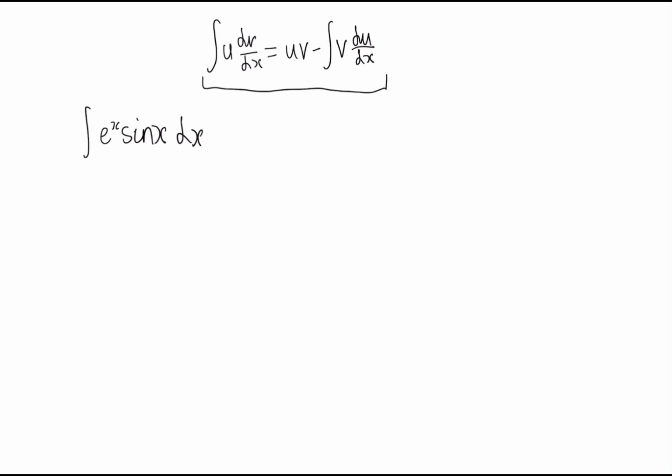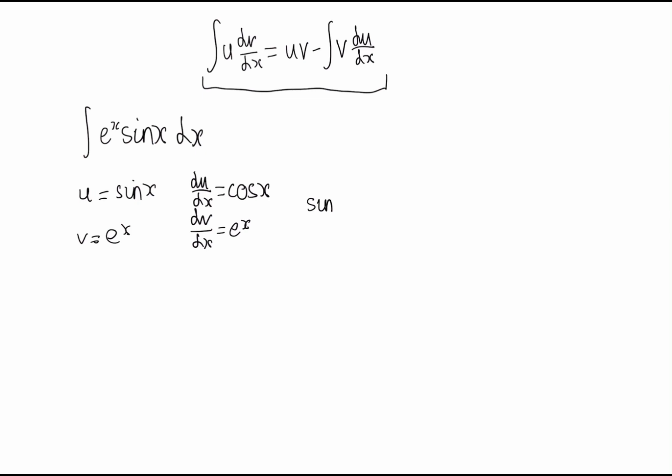Now for this one, neither of them is going to give something much easier if you differentiate, neither e to the x nor sin x. So it doesn't matter what we choose in this case. So we'll just choose u as sin x and dv by dx as e to the x. So that means v is going to be e to the x. Differentiating sin x, we're going to get cos x.